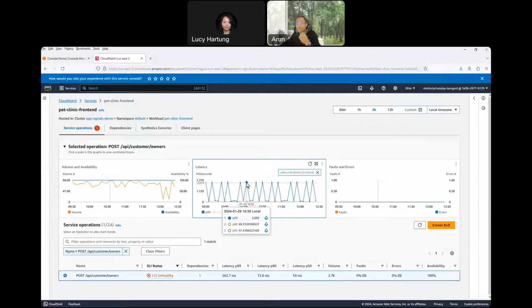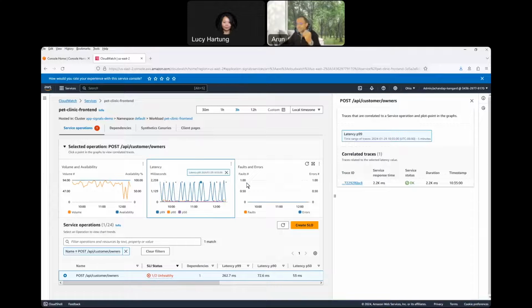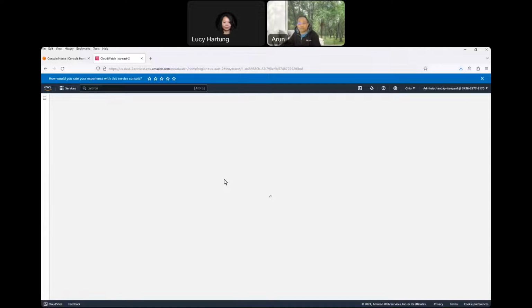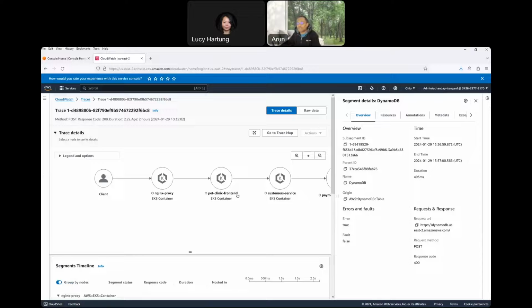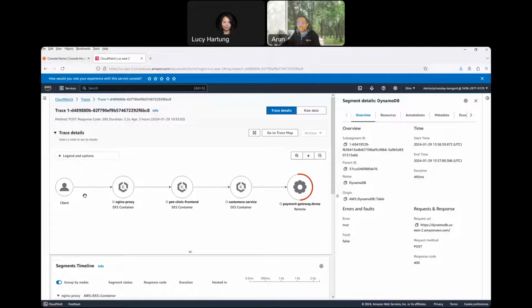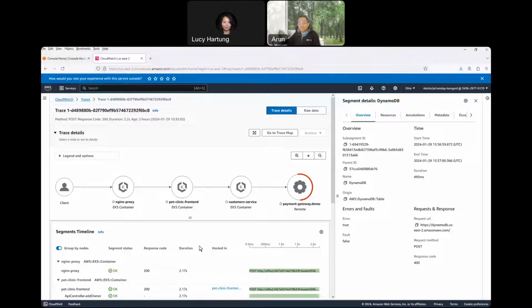Joe clicked on the P99, which means the very few that are having problems. Now, what Application Signals does for you is it focuses on that very few problems, right? Joe clicked on the trace ID to see what is happening for that particular slow P99. As Joe was looking at it, he could see that the clients are coming in, but there is an error on the payment gateway.